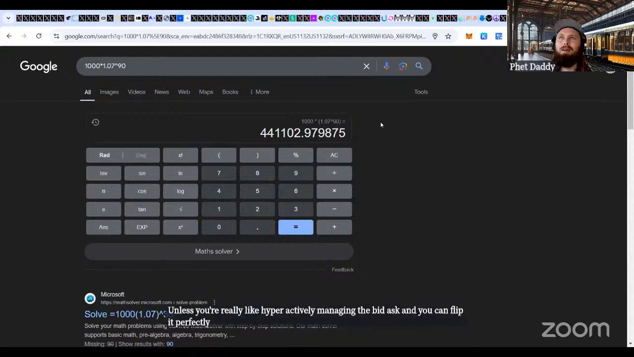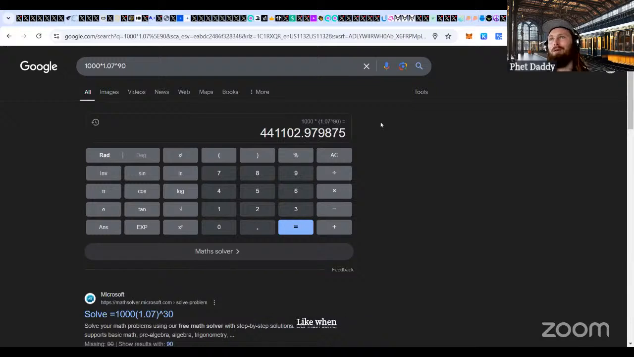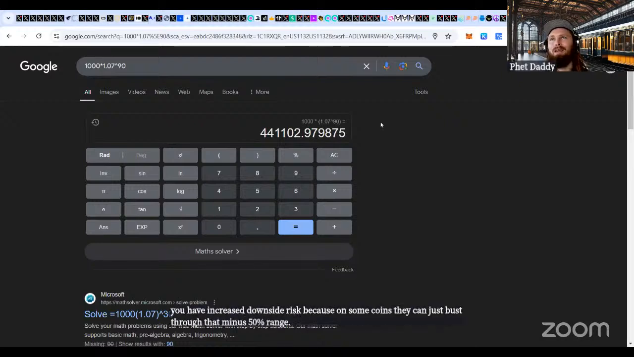But for me, doing a bid ask when I was first doing this, I'd go minus 10 to minus 40, trying to catch that short-term price action from like 0 to 100 to 200 minutes after an all-time high. But you have increased downside risk because some coins can just bust through that minus 50% range and go all the way down.